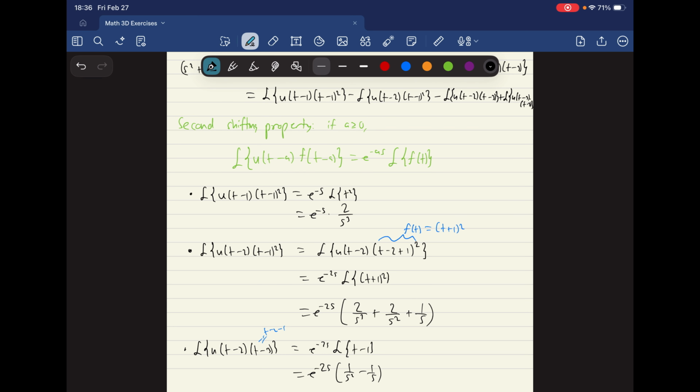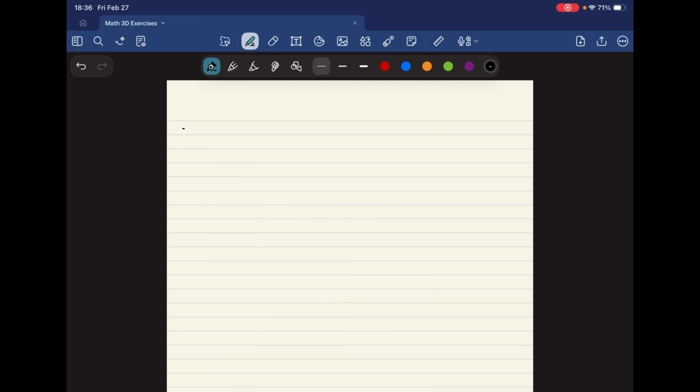And then finally, we have the last Laplace transform, and this one's a lot easier because the things we're shifting by are already the same. It's just 3 in both cases, so it's going to be e to the negative 3s. And then we're doing the transform of t, which gives me e to the negative 3s times 1 over s squared.